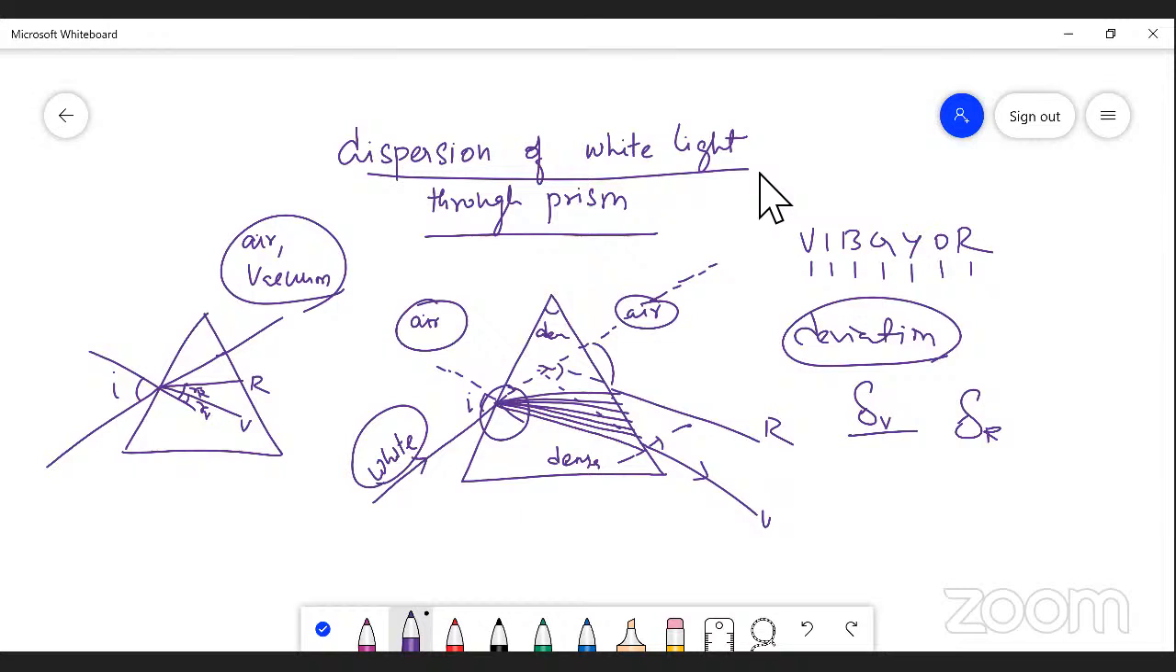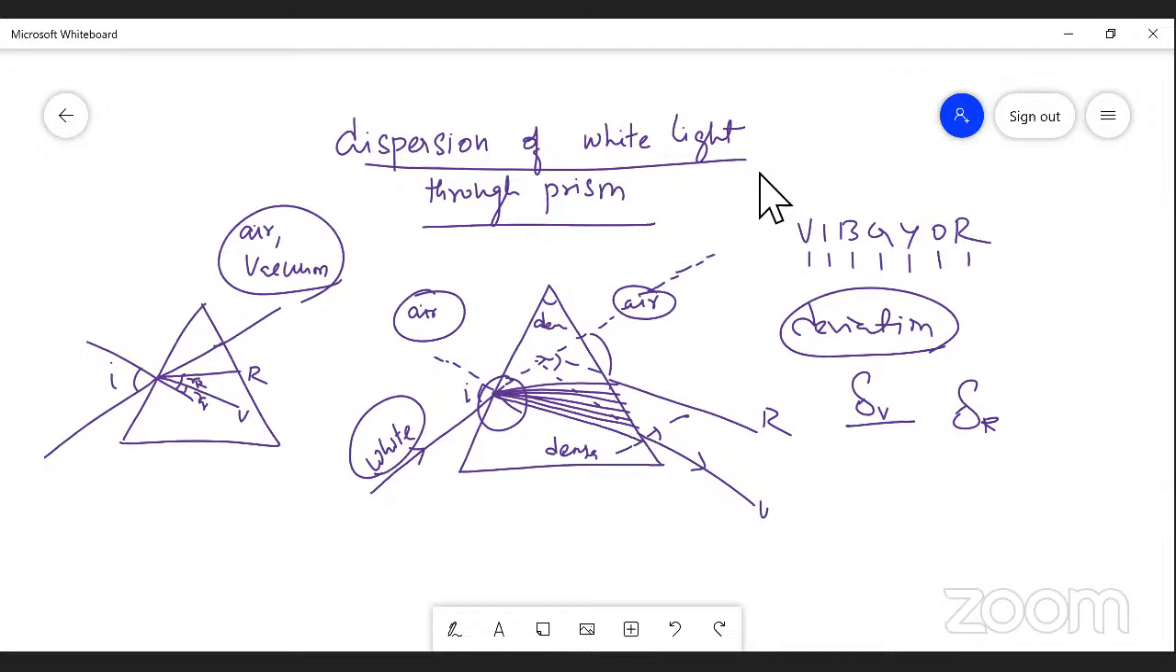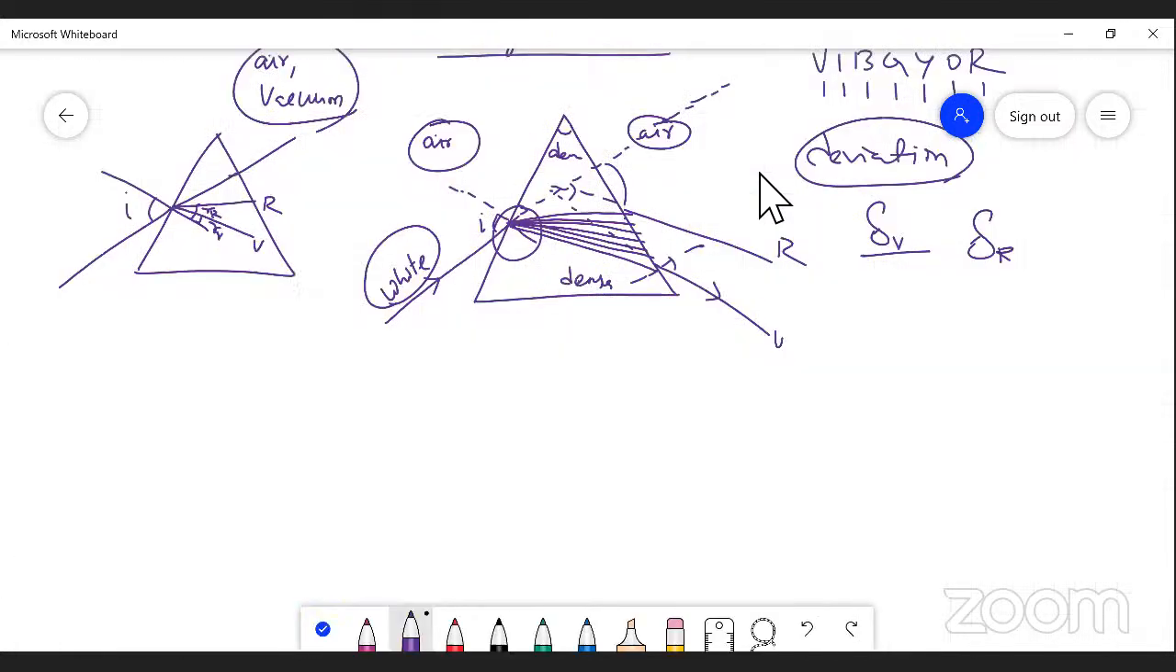So that's why dispersion is recorded in a prism. It is the main reason. And the next reason is also there. According to Snell's law, mu is equal to sin i divided by sin r.